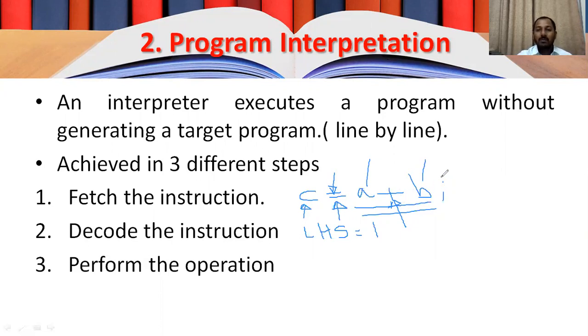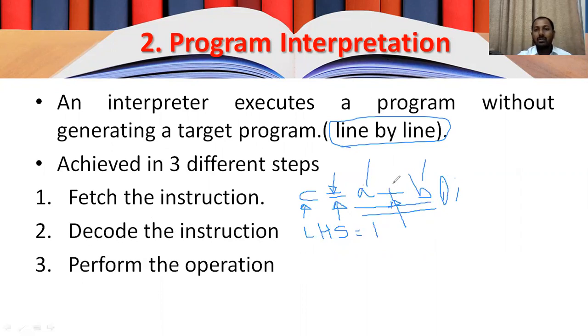Now suppose this particular semicolon is missing, it will give an error, and it will not go to the next line, because we are executing line by line. So fetch the instruction, decode the instruction means find out the exact meaning out of this, and if everything is clear, semicolon is there and everything is clear, then it will perform the operation.